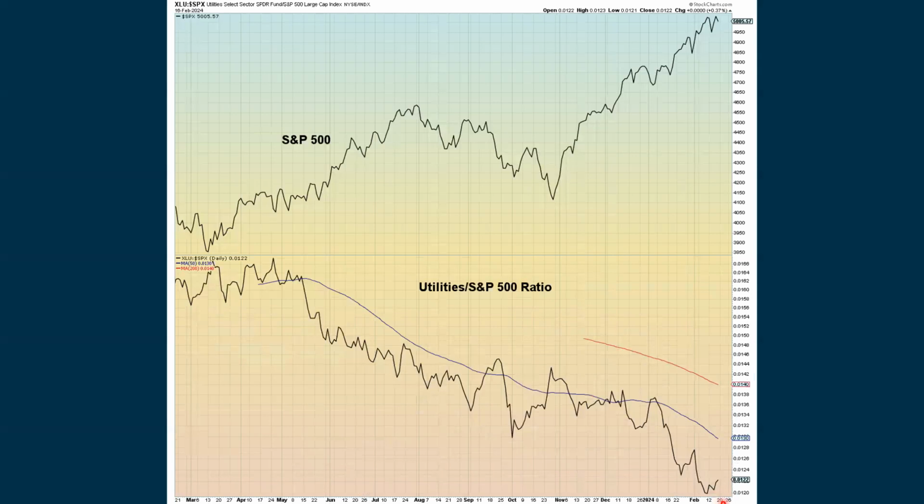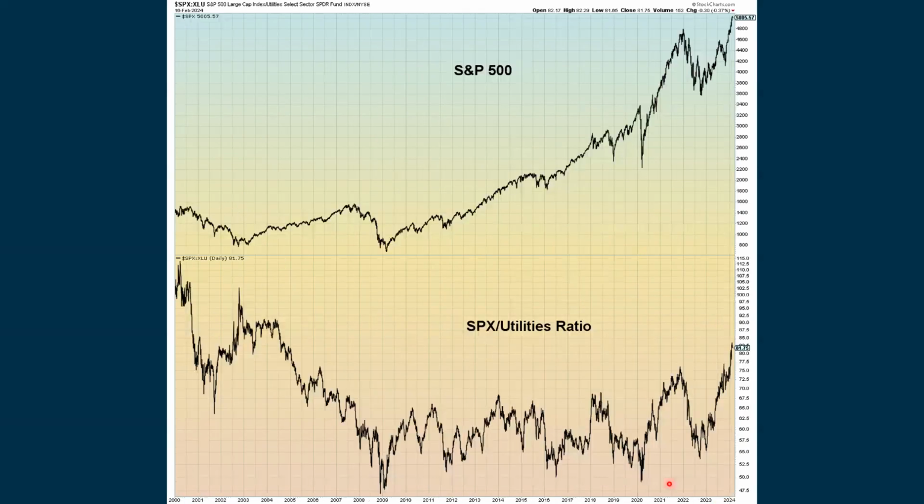Utilities are also underperforming the S&P, and we look at an S&P to utilities ratio. When this is going up, that tends to mean the S&P is outperforming, and usually that means the S&P is going up. When this is going down, that typically means the S&P is going down at the same time.